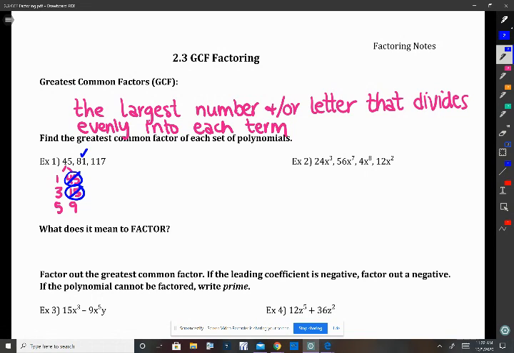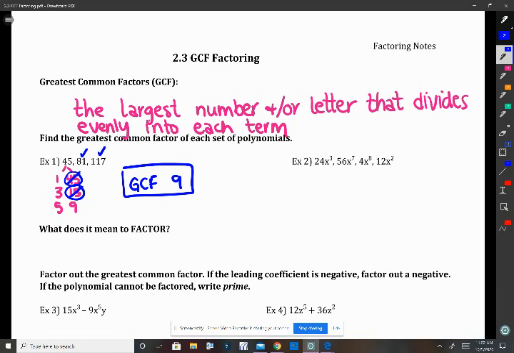So if we're not sure, we can just physically divide it with our calculator. Another trick is if I add my digits up, 1 plus 1 plus 7 is 9, and 9 divides into 9, so it checks out. So that means my greatest common factor would be 9, because that's the biggest number that divides into all of them evenly.